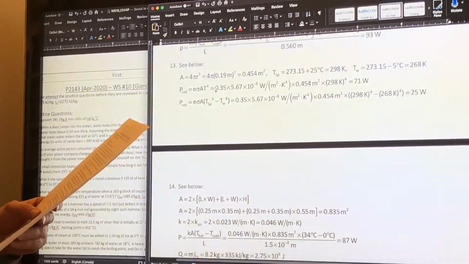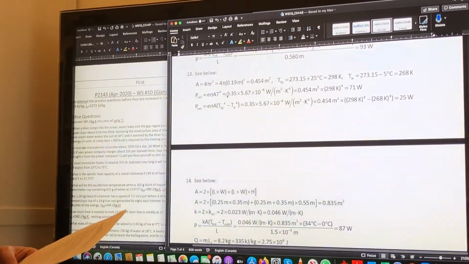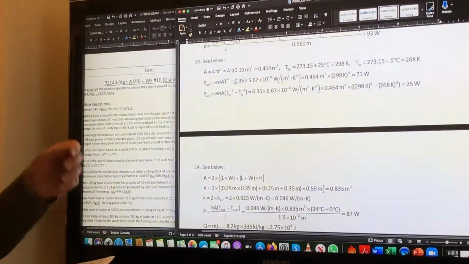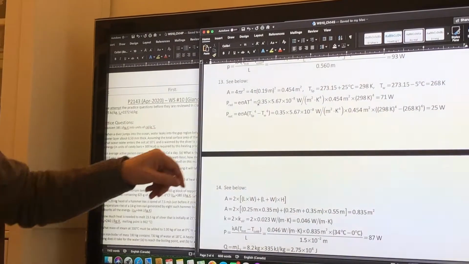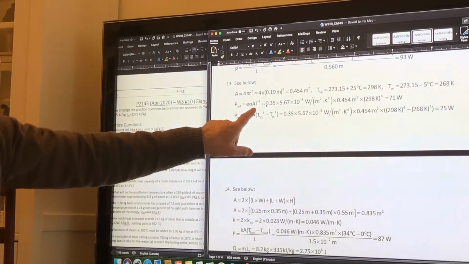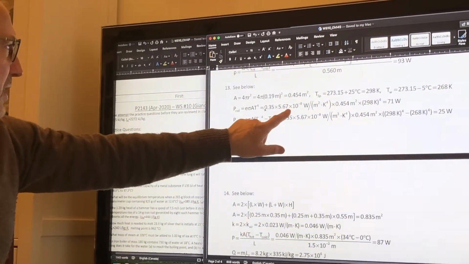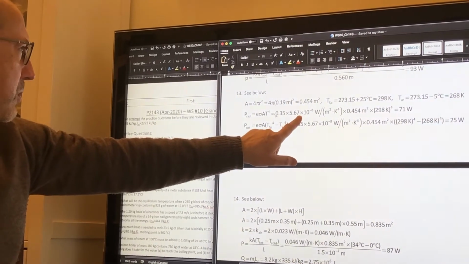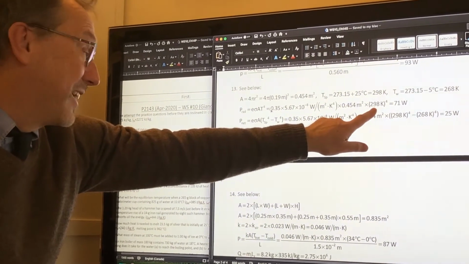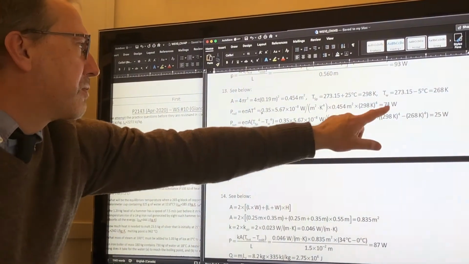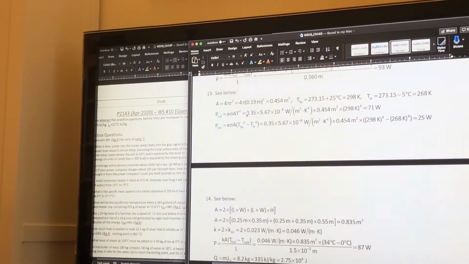Okay, what is the net flow rate of energy out of the sphere? For the first part, how much power is radiated by the sphere? This is the Stefan-Boltzmann law. Emissivity, there's the sigma constant, Stefan-Boltzmann we talked about. There's the area. There is the temperature of the sphere in Kelvin to the fourth power. Throw the numbers in, 71 watts.